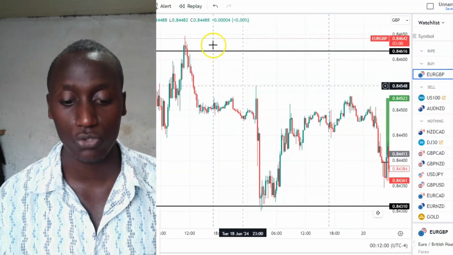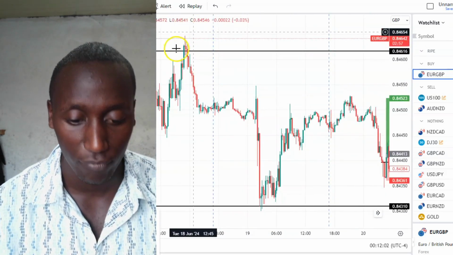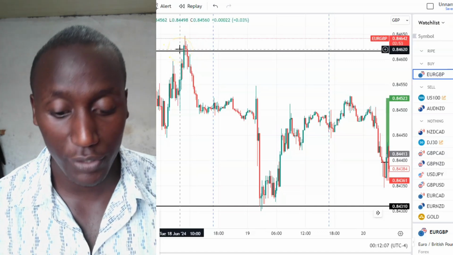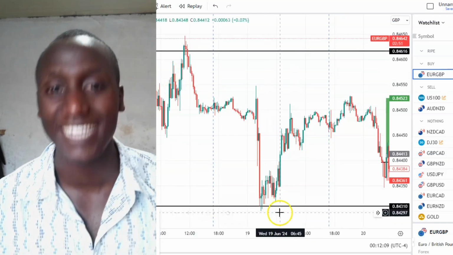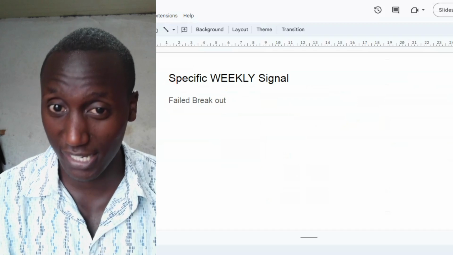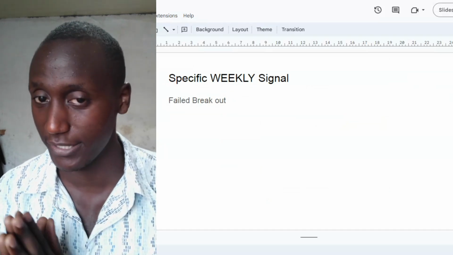A failed breakout, when it occurs at the high of the week, it is a signal to sell. And if it occurs at the low of the week, it is a signal to buy. That covers the weekly signal and knowing where the market is headed.